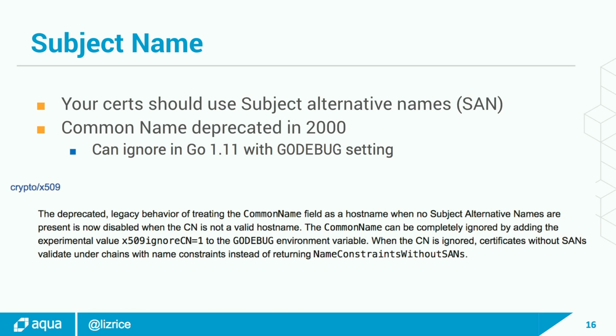And as Go programmers, if you want to get ahead of the curve, you can set this Go debug flag to actually ignore the common name field altogether. This is going to become the future standard behavior eventually. The Chrome browser will already ignore common name. It requires you to use subject alternative names. So although it's been deprecated for 18 years and we've been carrying on using it regardless, all the certificate authorities, all the trusted ones that you've heard of, are using subject alternative names. It's really up to the person validating the certificate to ignore the common name.